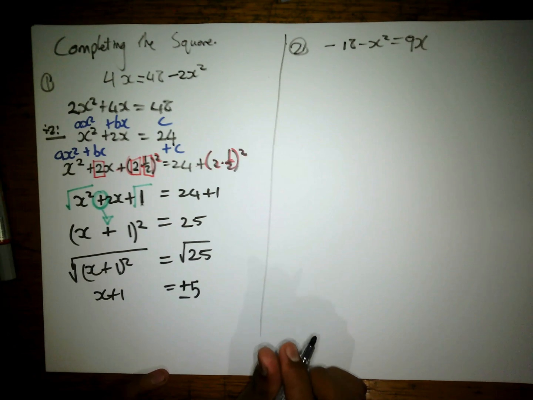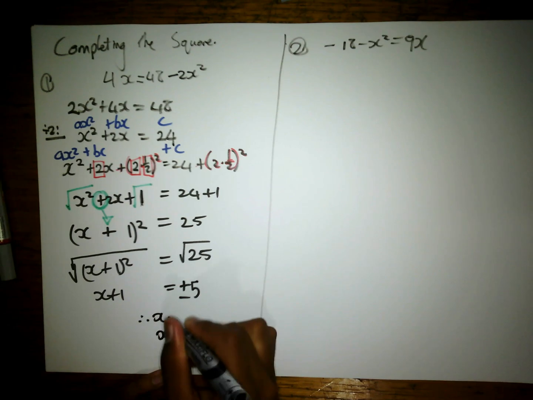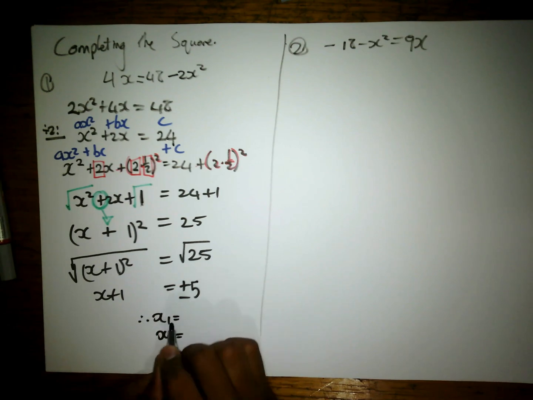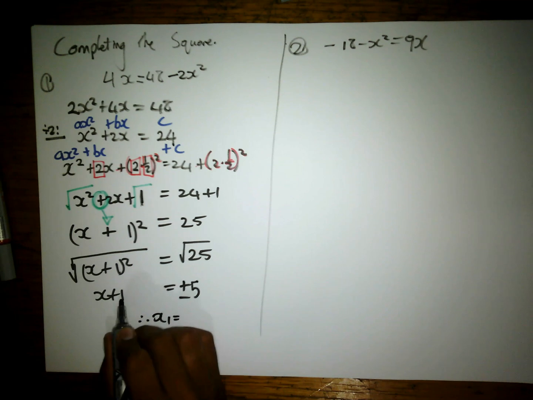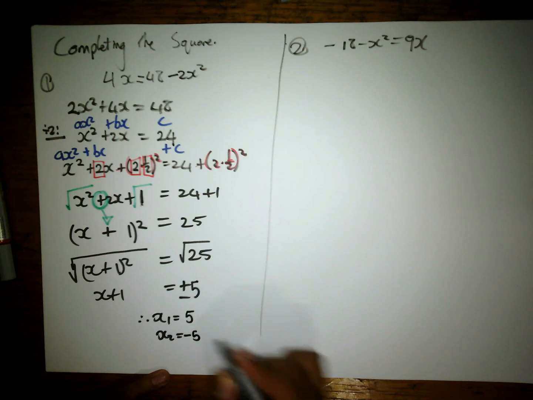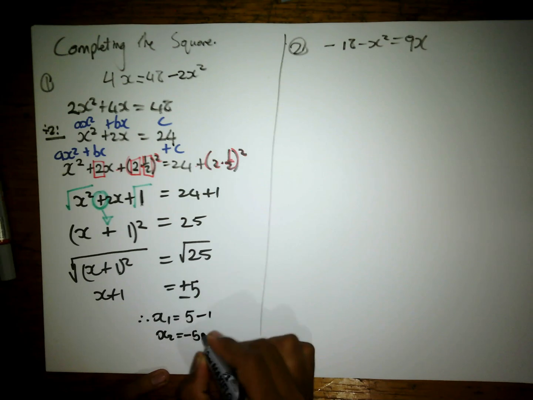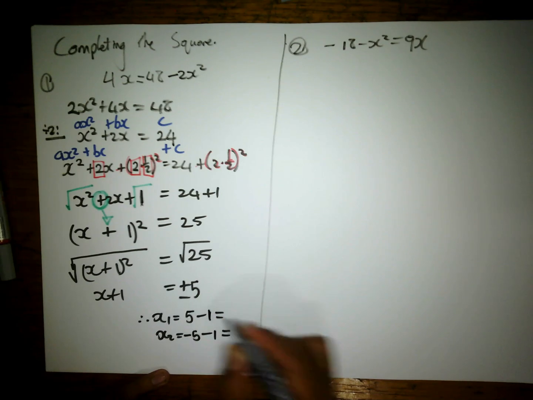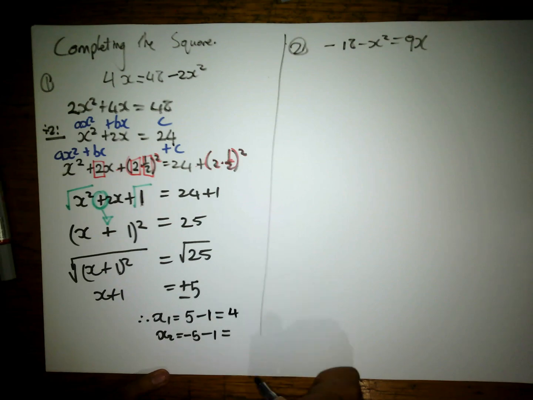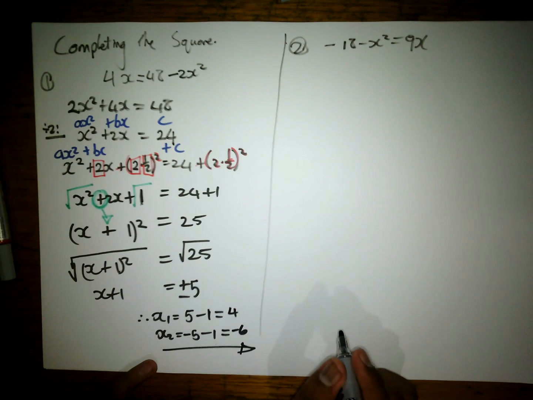Because there are two answers, we have two x values. When we bring this one over, we're going to use positive 5 here, and then here we're going to have negative 5. So that 1 will go over to become a negative 1. So 5 minus 1 is 4. Negative 5 minus 1 is negative 6. This is your answer.